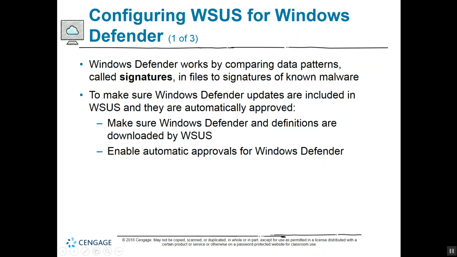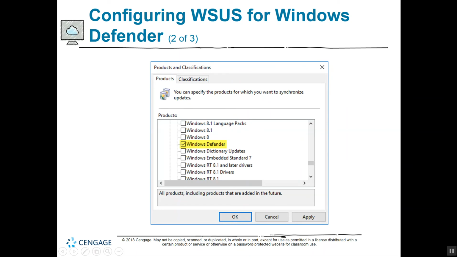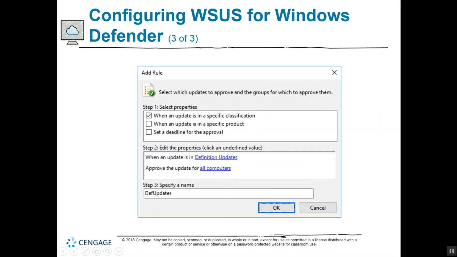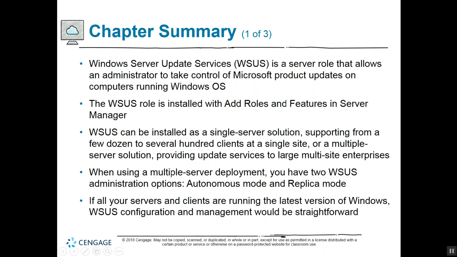Okay. Now, Windows Defender works by comparing data patterns called signatures to signatures that are known to be associated with malware. And we would go in classifications or products, and here the product is Windows Defender. And we go ahead and allow that, add a rule, auto approve it, and that'll get us where we need to be.